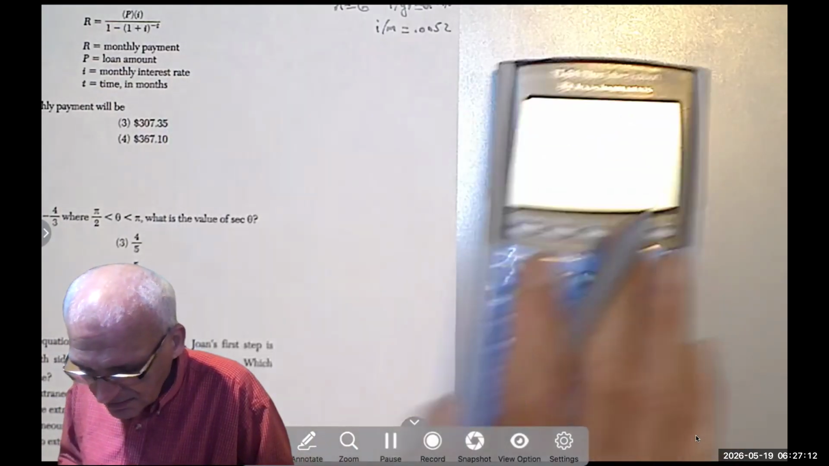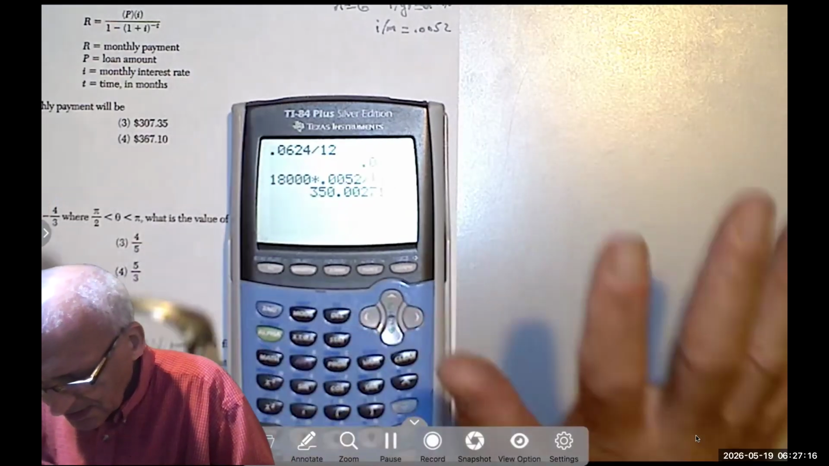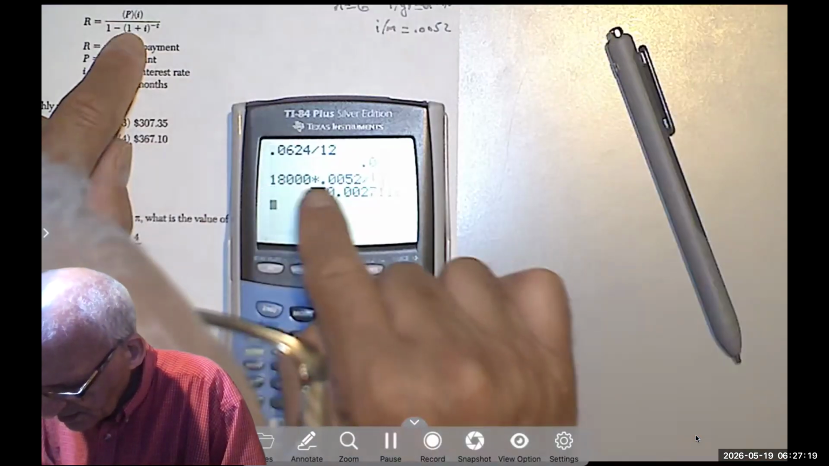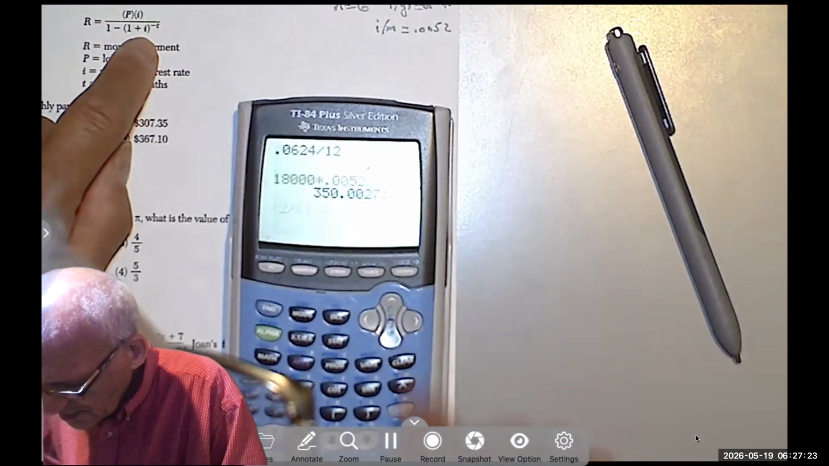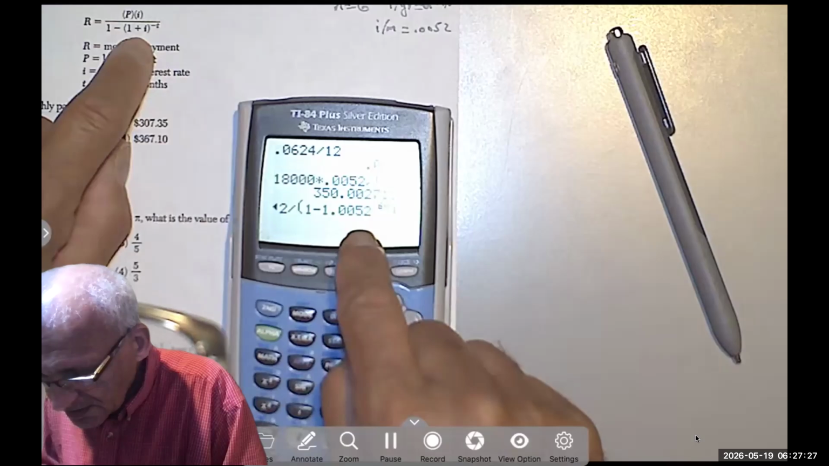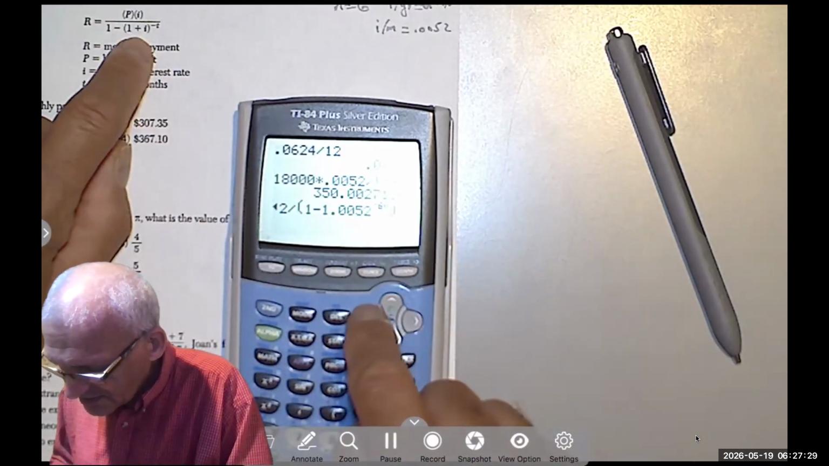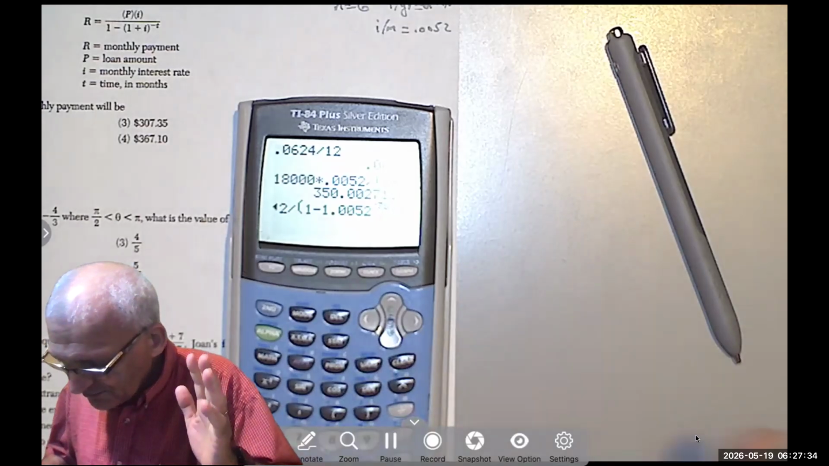$350. What? I don't have that. Wait a second. Did I do something wrong? Times I over 1 minus this. Oh, 6 years. I did 5 years. I said 60, not 72. I'm sorry, guys. I did it for 5 years.